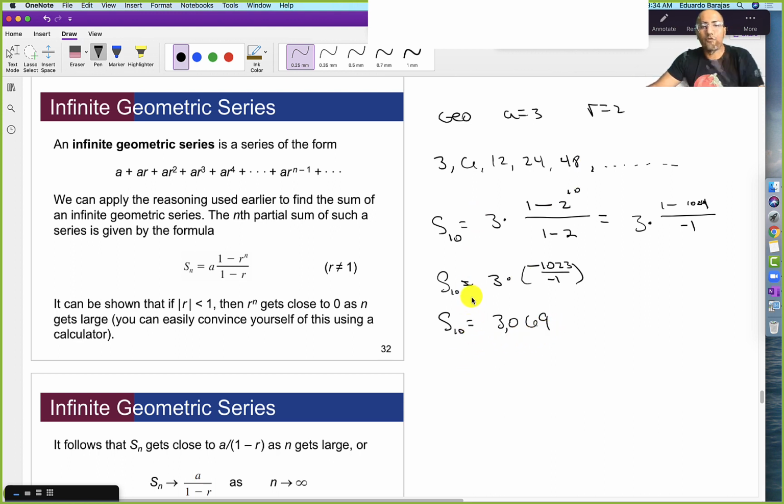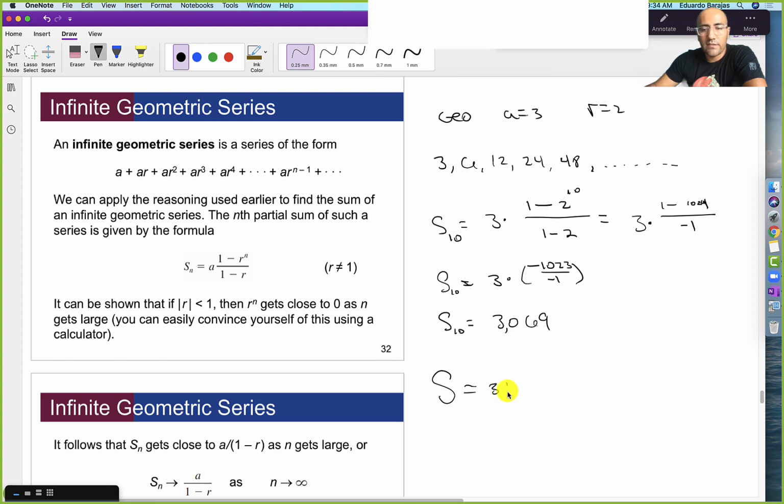And this formula works for any number of terms, right? I can say, let's find the first 119 of them, add them all up. What is that? Okay, we'll just plug it into this formula and we'll get an answer. But what we're interested in now is what happens if I add all of them, not the first 10, not the first 119, all of them. The sum of all of them is just s with no little subscript.